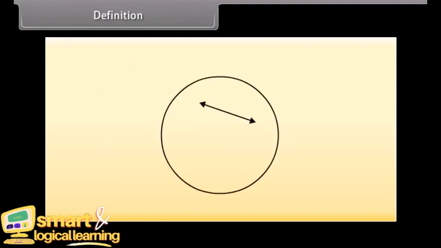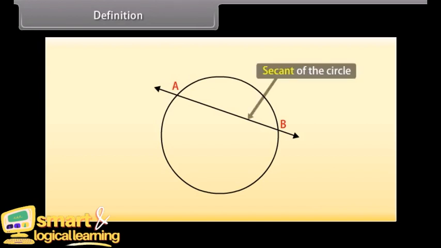This is the other way we can draw a line and a circle. We can see that there are two common points, A and B, that the line and the circle have. In this case, the line is called a secant of the circle.